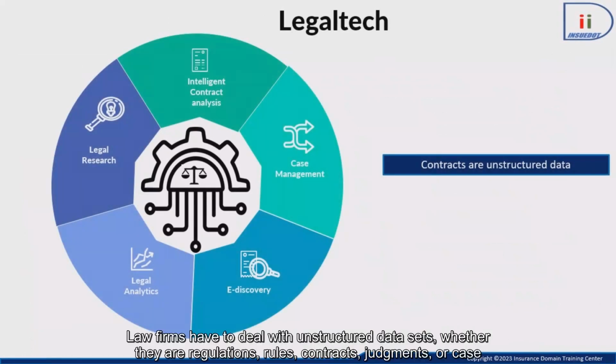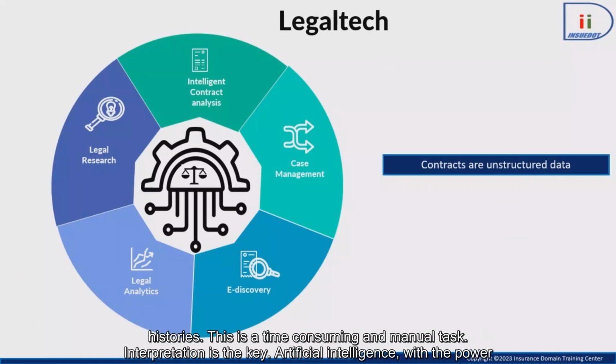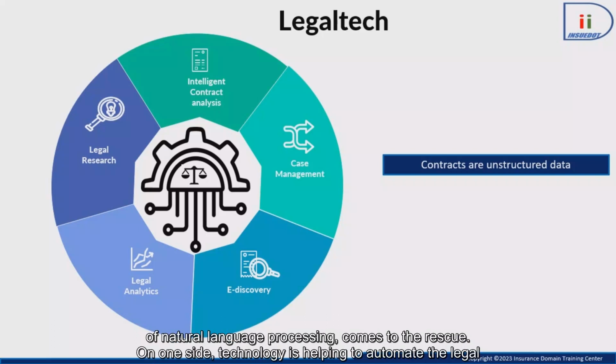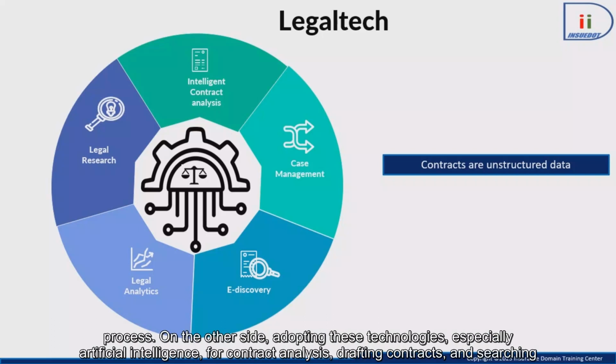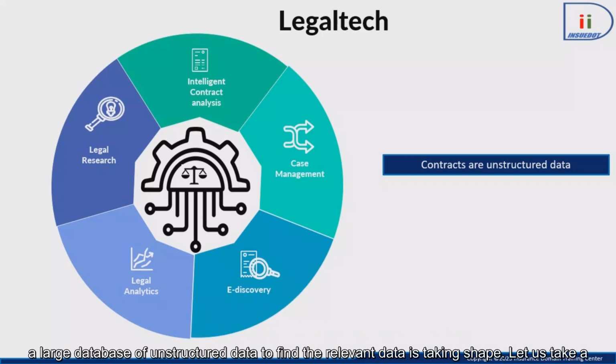Law firms have to deal with unstructured data sets, whether they are regulations, rules, contracts, judgments, or case histories. This is a time-consuming and manual task. Interpretation is the key. Artificial intelligence, with the power of natural language processing, comes to the rescue. On one side, technology is helping to automate the legal process. On the other side, adopting these technologies, especially artificial intelligence, for contract analysis, drafting contracts, and searching a large database of unstructured data to find the relevant data is taking shape.